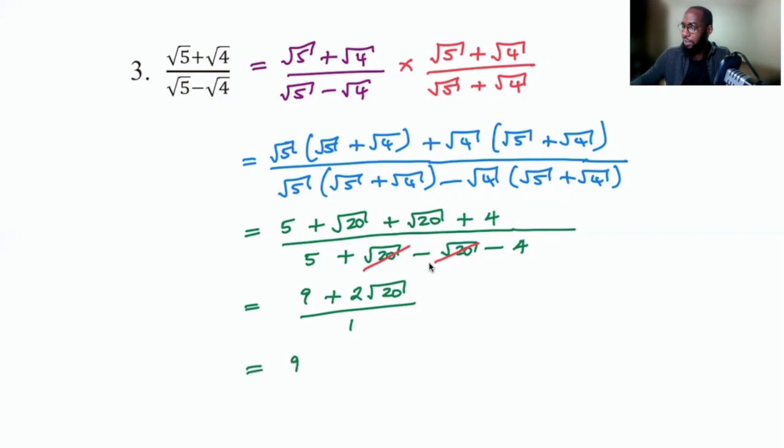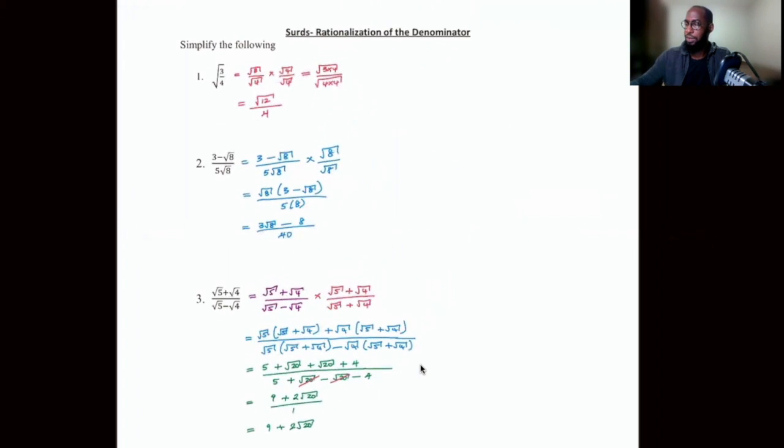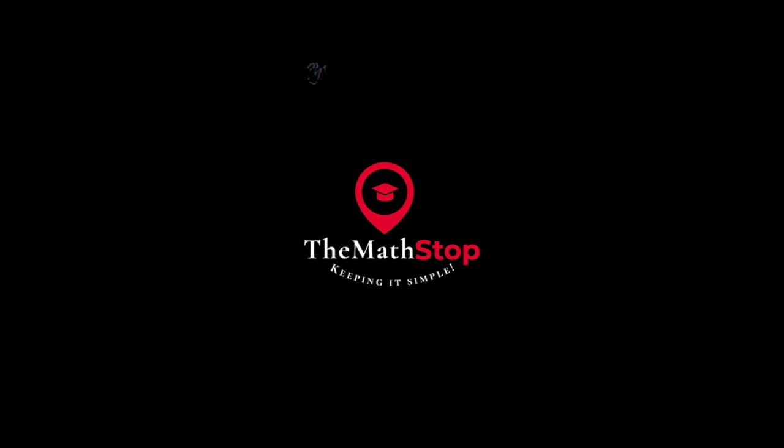So our answer is 9 plus 2 root 20. The idea is to get rid of the square root in the denominator. When we do all of that, this will be our result. All right. So that's it for surds, rationalization of the denominator.